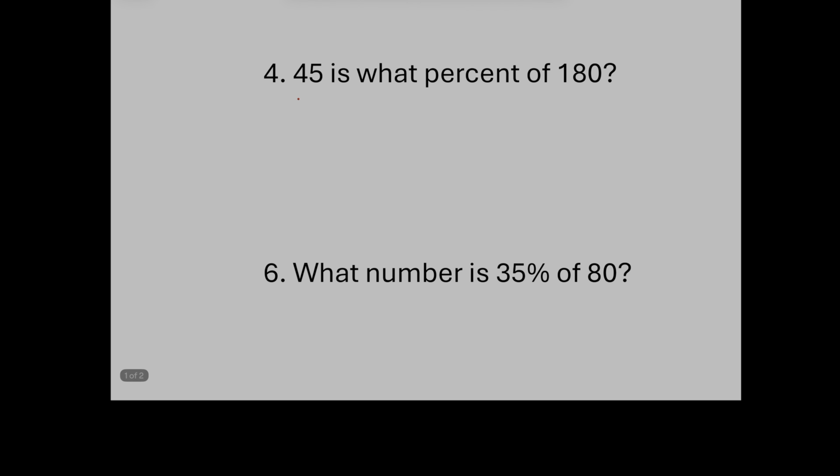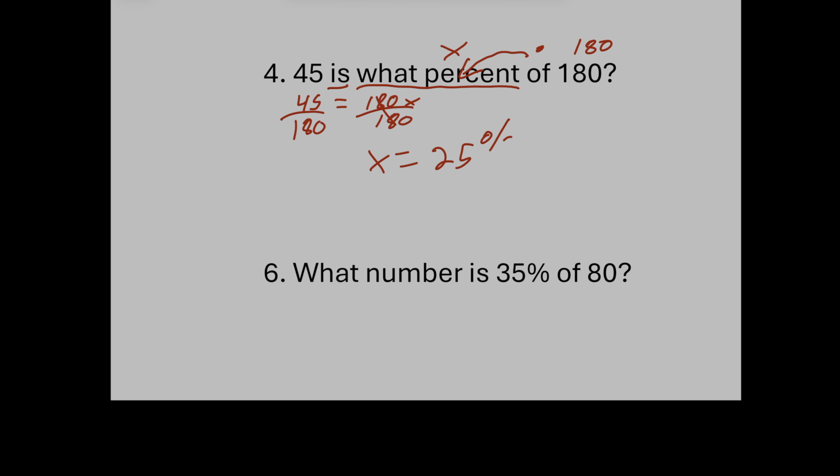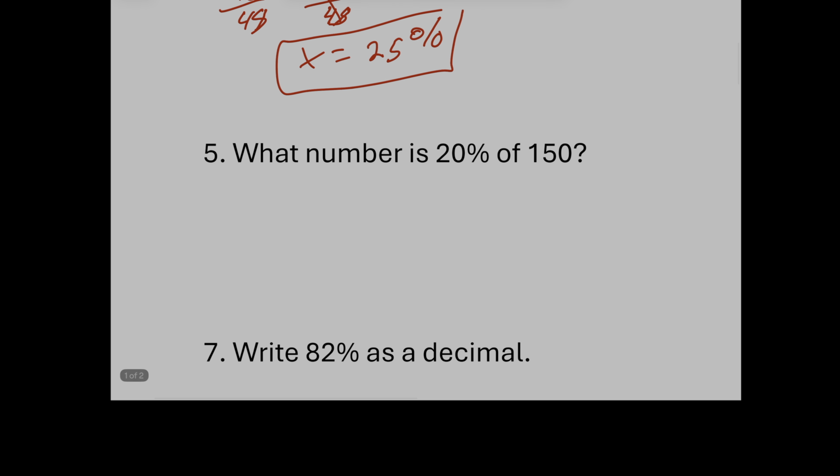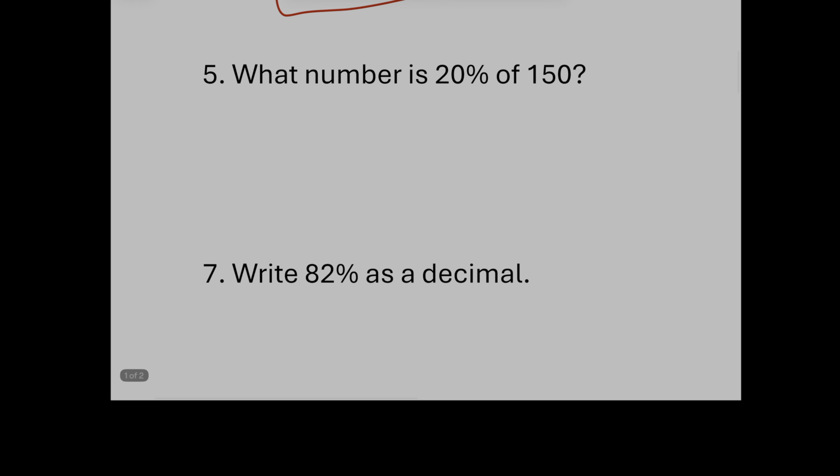This one, 45 means 45. Is means equal. What percent means x. Of means times. 180 means 180. So all that means 180x. Once I divide everybody by 180, I get x equals 45 divided by 180 equals 25%. Lots of 25% on here. Maybe I need to go back and make some new problems here. It's okay. The process is still the same.